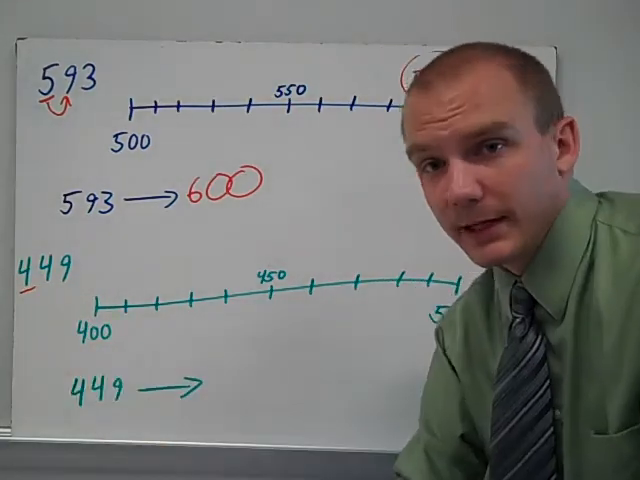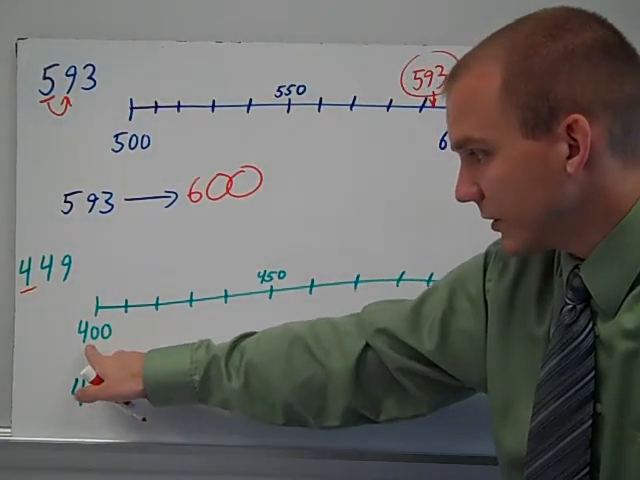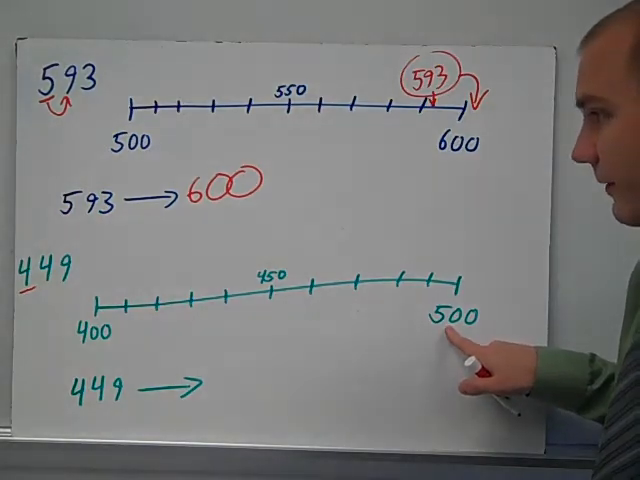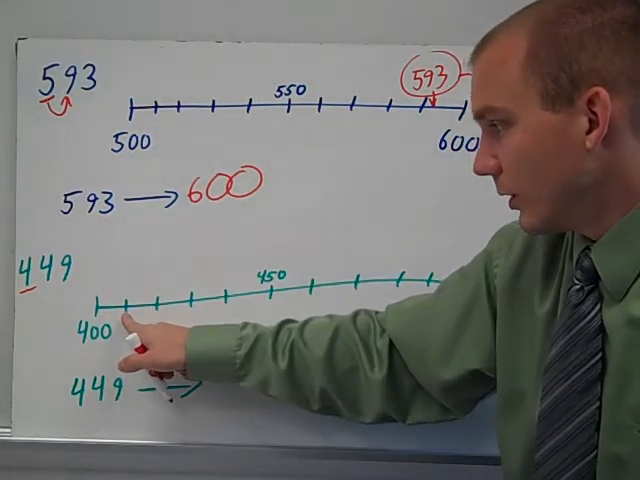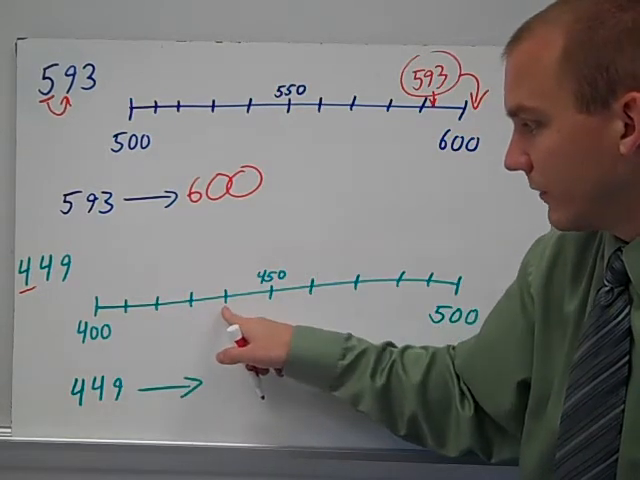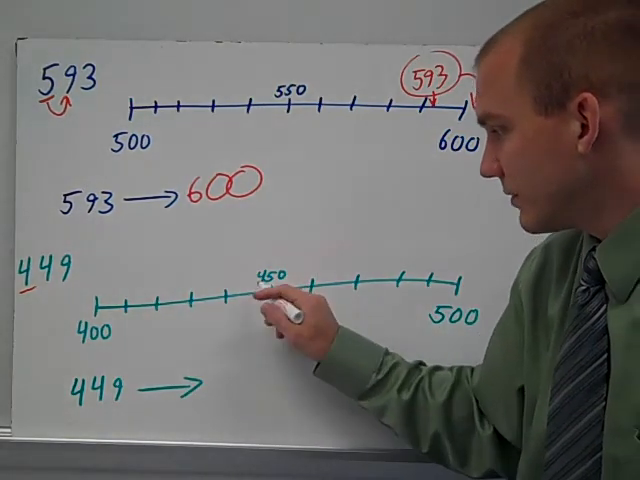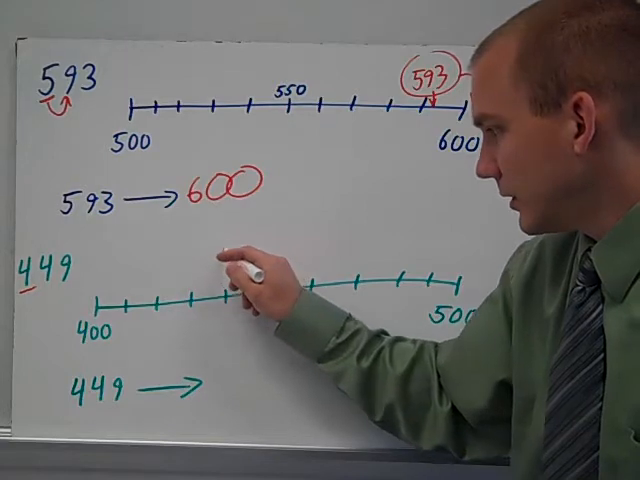449, you have your hundreds place. You can see I already have my 2 choices here, 400 or 500. And now 449, that'd be in the 40s, so 410, 420, 430, 440. But it'll be really close to 450, just like right next to it.